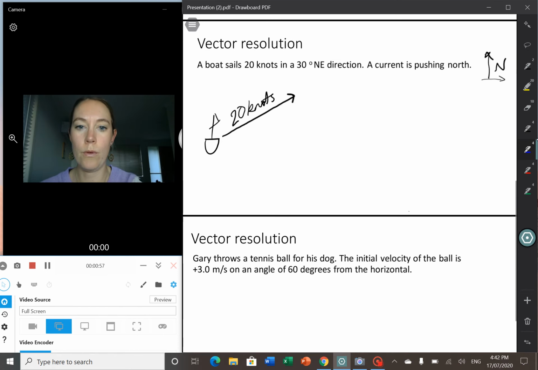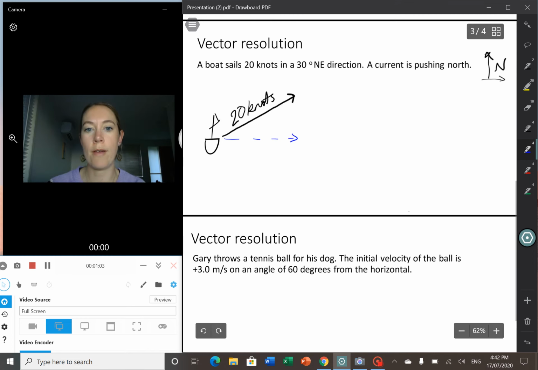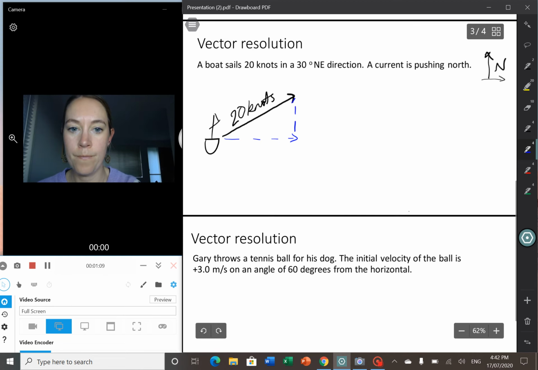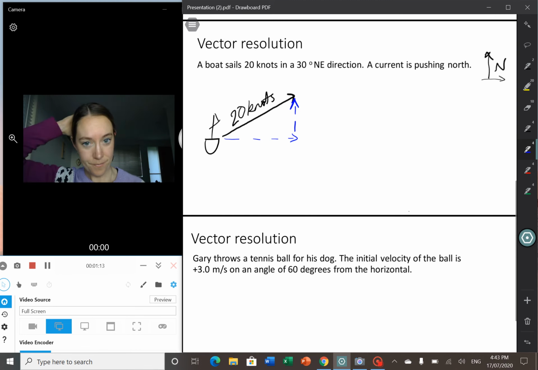Its easterly component, so what's its velocity travelling to the east, and its northerly component. So what's the velocity of the current? So the way that I'm going to do that is by using my trig ratios.